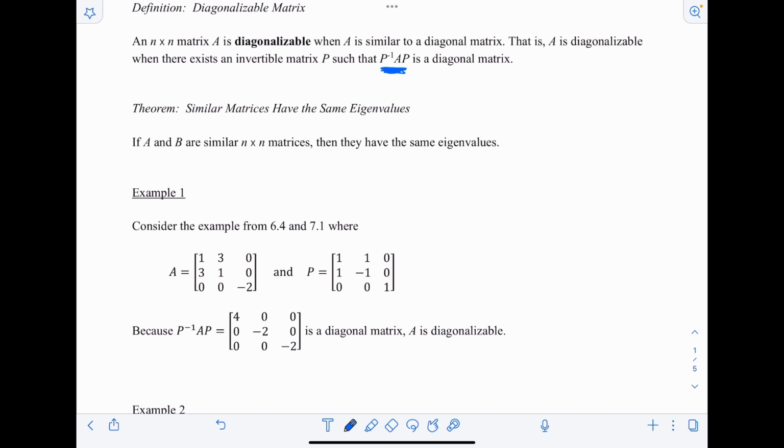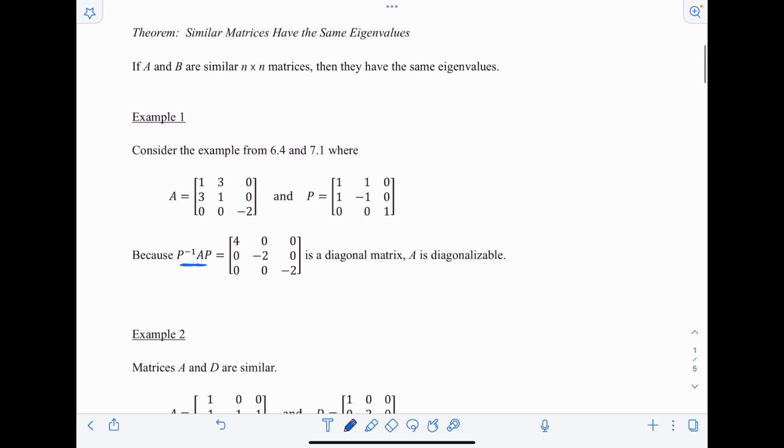So the first one is really pulling an example we did in the last lesson, 7.1, that was pulled from the previous lesson, 6.4. This is the one where we had matrix A, we had found matrix P, and if we simply plug it into the expression P inverse times A times P, we get a diagonal matrix. And so by that definition, because that expression is a diagonal matrix, we know that A is diagonalizable. So that's all that definition says. As far as the theorem goes, again, it says if A and B are similar, they have the same eigenvalues.